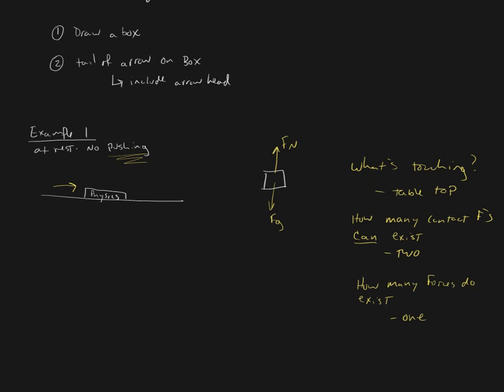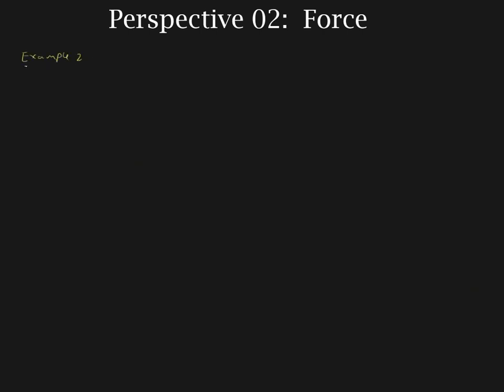So let's go ahead and take a look at one more, and this will be example 2. What we have here in example 2 is a desktop, a physics book on that desktop, and then on top of the physics book, maybe we have a dictionary. All right, so we want to draw an FBD for this particular scenario.